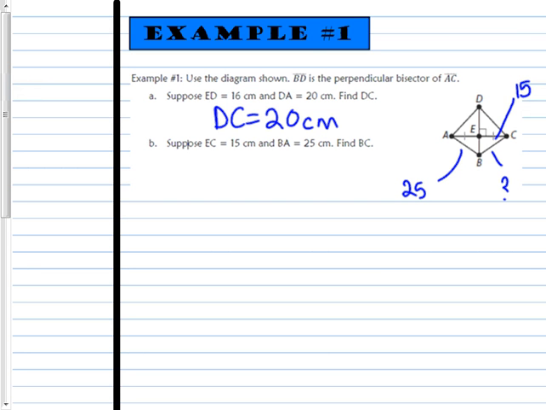Okay, the directions tell you that EC is 15 centimeters, which I drew, and BA is 25 centimeters. So we have to find BC. We have to find this missing piece. I drew that question mark right there. Well, B is an equal distance from C as it is from A. So if BA is 25 centimeters, then BC is also 25 centimeters. So BC is 25 centimeters. Again, no math, just a little bit of logic.